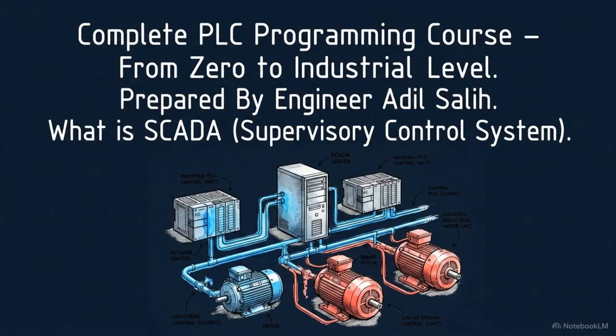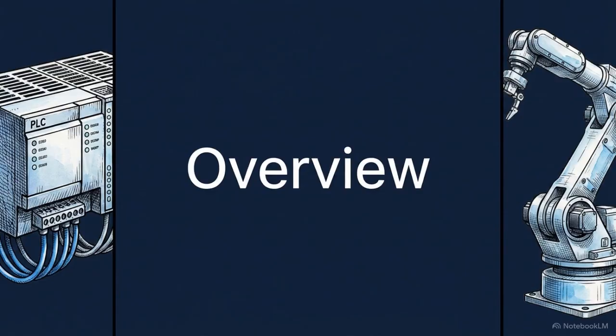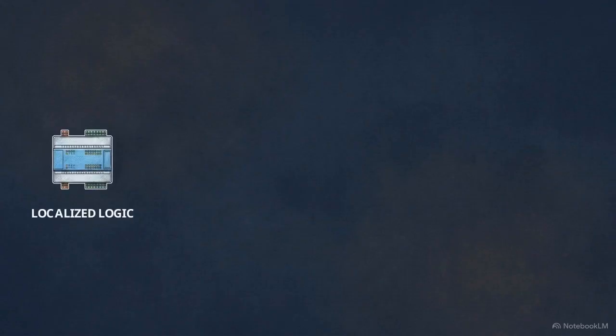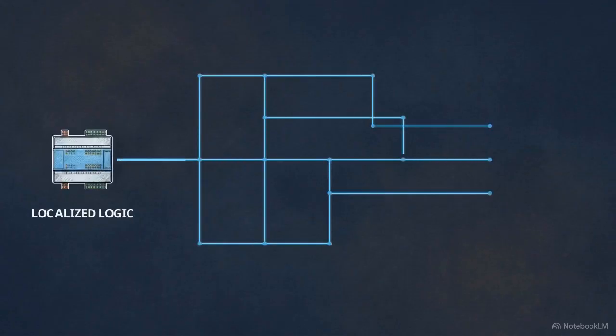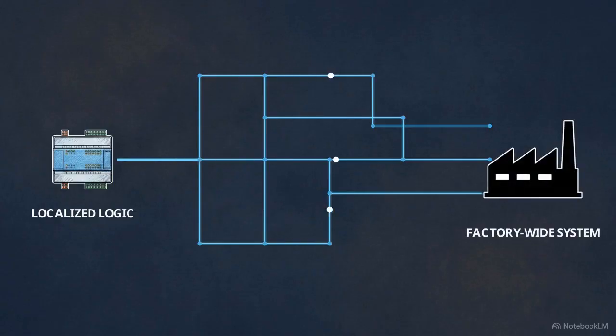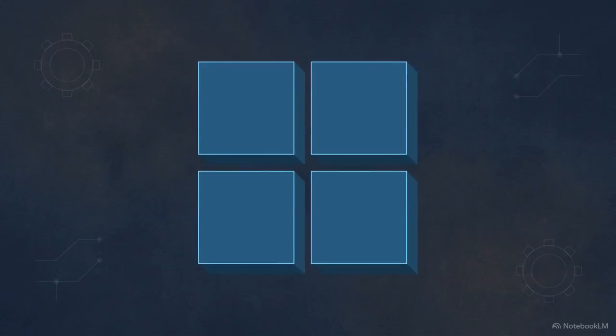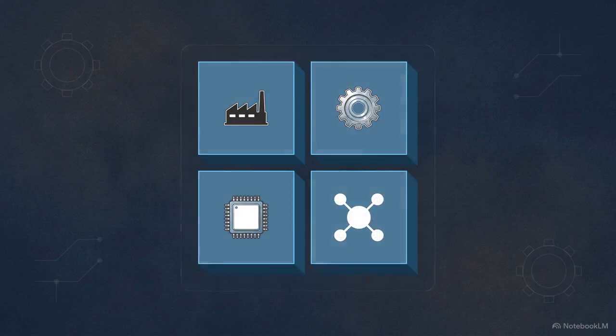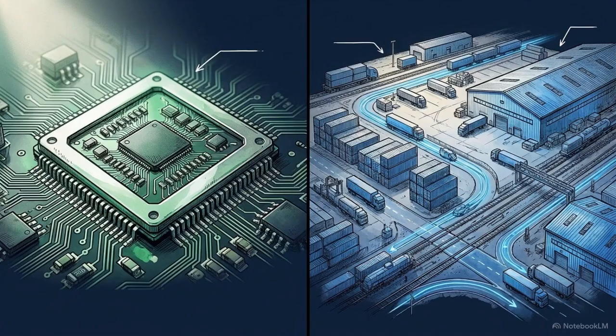What is SCADA? Supervisory Control System. We reach the highest level of industrial automation systems, SCADA. While a PLC manages localized logic, we are now looking at the system that scales that control across an entire factory. Step by step, we will integrate 4 functional areas: the industrial environment, automation principles, the role of the PLC, and the overarching function of SCADA.